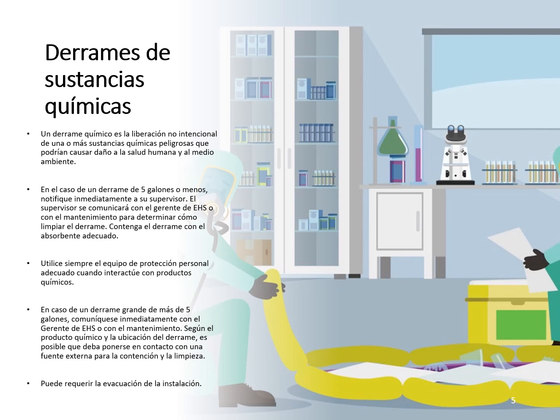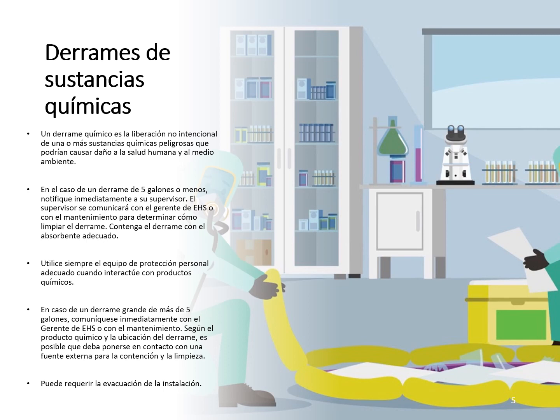A chemical spill is the unintentional release of one or more chemical hazardous substances that could cause harm to human health and the environment. In the event of a 5-gallon or less spill, immediately notify your supervisor. Supervisor will contact EHS manager or maintenance to determine how to clean up the spill. Contain spill with the proper absorbent. Always wear appropriate PPE when interacting with chemicals.